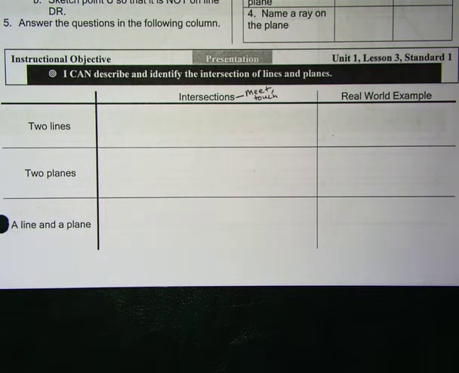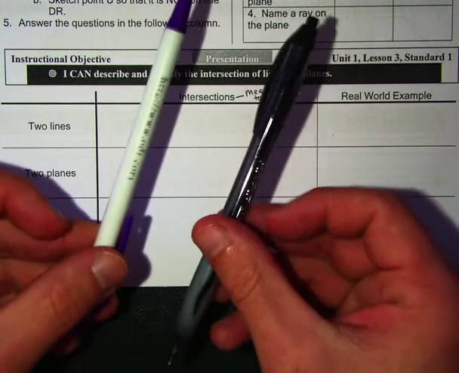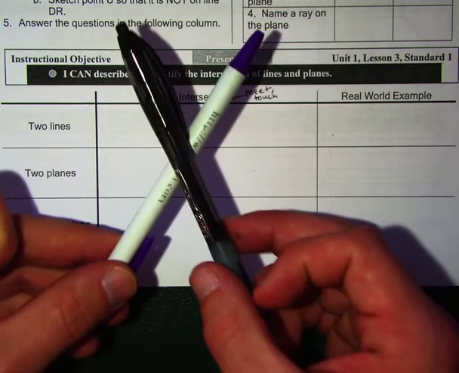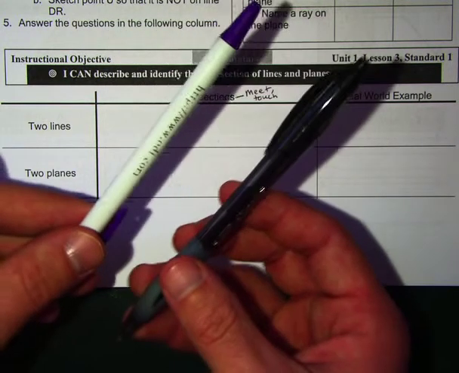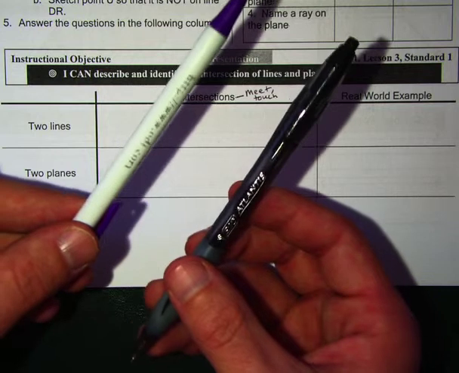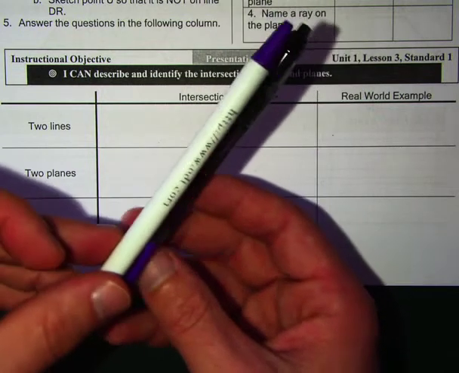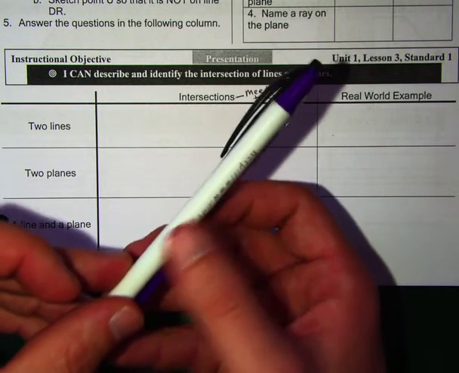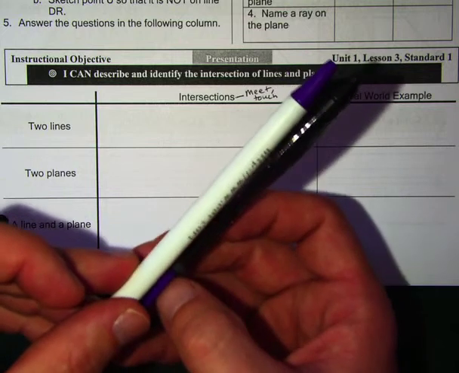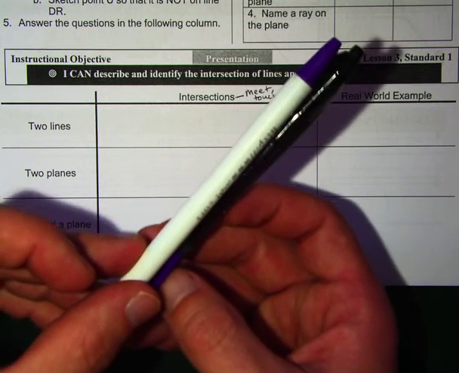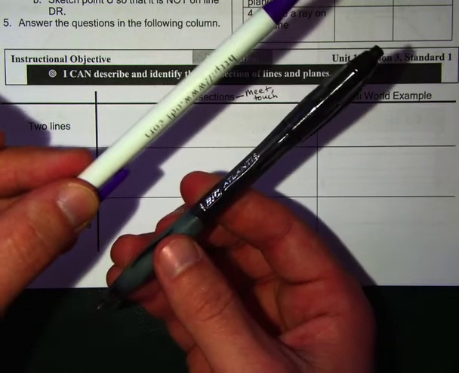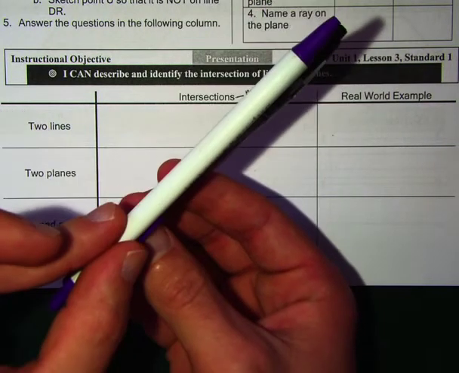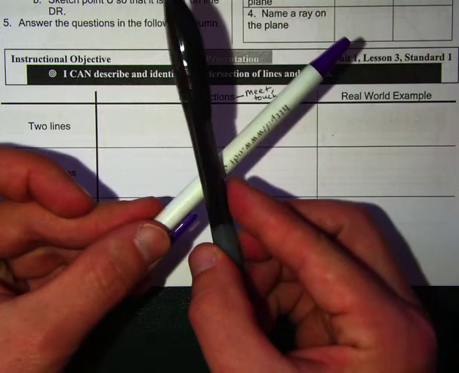So two lines, if you think about it, think of these two pens as lines. They can meet in one place like this at a single point, or they can never meet. What does that mean? They're parallel. And occasionally, if they're the same line on top of each other, they're going to meet infinitely everywhere along that line. And those are the three different ways that two lines that are in the same plane can actually meet up. Once, never, or an infinite number of times. The most common way is once.